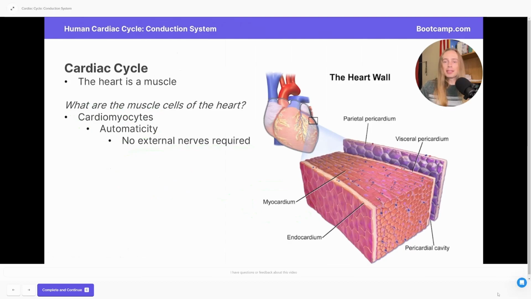This illustrates a really big difference between the muscle cells of the heart and the muscle cells responsible for moving the body. The muscle cells responsible for moving the body need to be told to contract by a nerve. The heart, on the other hand, doesn't even need to be in a person's body to continue beating.